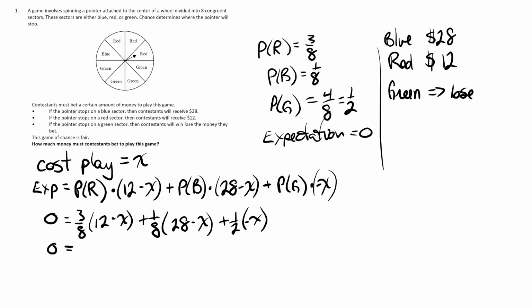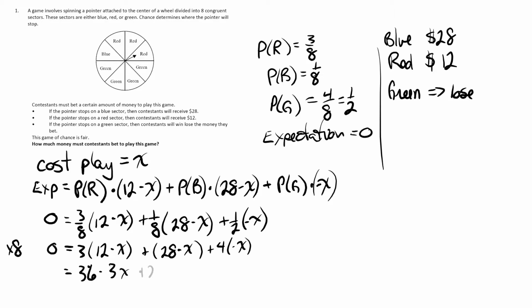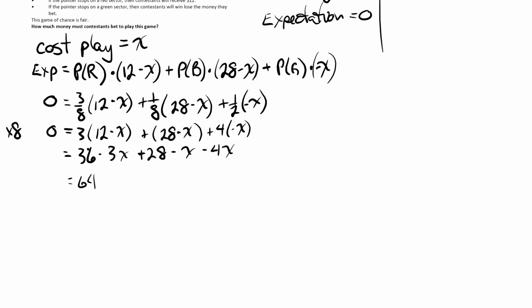The first thing I want to do is get rid of the fractions. It'll make my life easier. So I'm going to multiply everything times 8. Since I can multiply both sides by 8, that'll leave me with 3 times 12 minus x, plus 1 times 28 minus x, plus 8 times 1/2 gives me 4 times negative x. You can do some number crunching here. We end up with 36 minus 3x plus 28 minus x minus 4x, which is equal to 64 minus 8x.